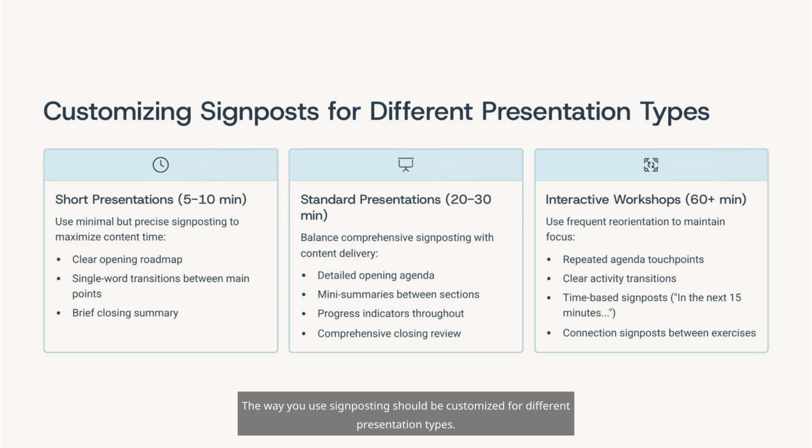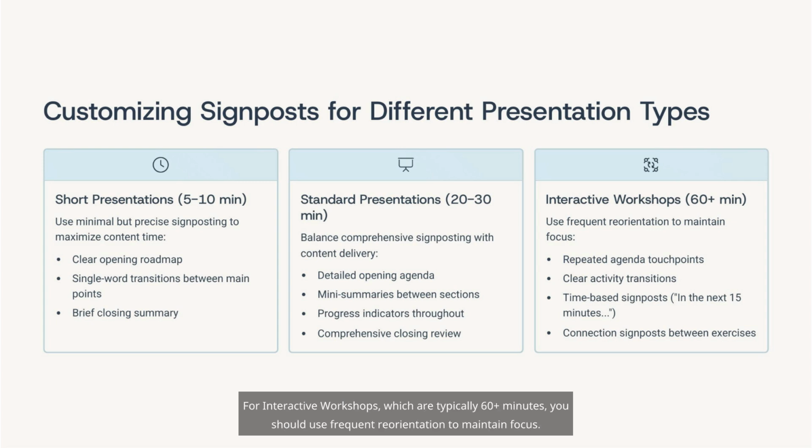The way you use signposting should be customized for different presentation types. For short presentations of 5 to 10 minutes, you should use minimal but precise signposting to maximize content time. This can include a clear opening roadmap, single-word transitions between main points, and a brief closing summary. For standard presentations of 20 to 30 minutes, you should balance comprehensive signposting with your content delivery. This would include a detailed opening agenda, mini summaries between sections, progress indicators, and a comprehensive closing review.